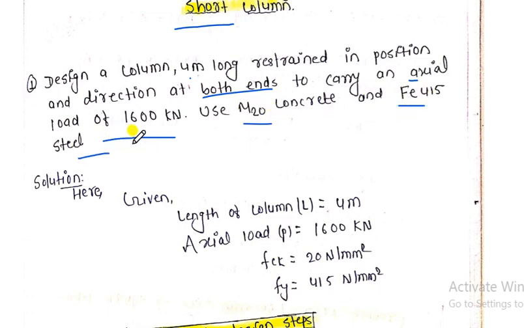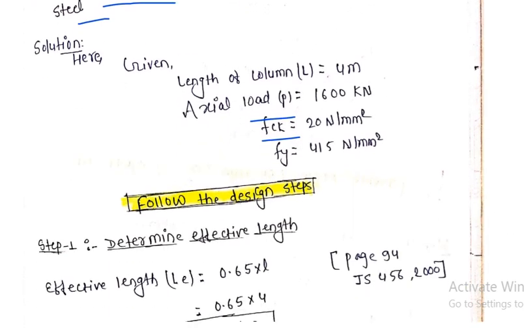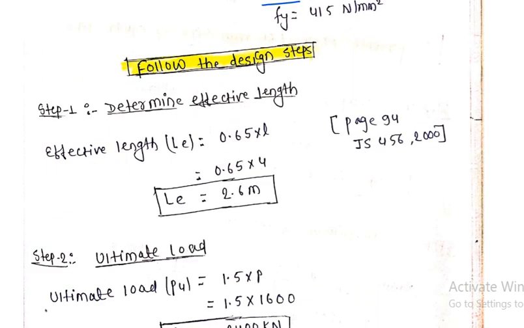So first, as usual, we need to write the given data. The length of the column is given, the axial load is given, fck is given, fy is given. I have written some very easy steps. Just follow the steps one by one and you are going to understand. So my dear friends, in the question the effective length is not given. The effective length is not given in the question. We are going to use the effective length very frequently, so first we need to calculate the effective length.